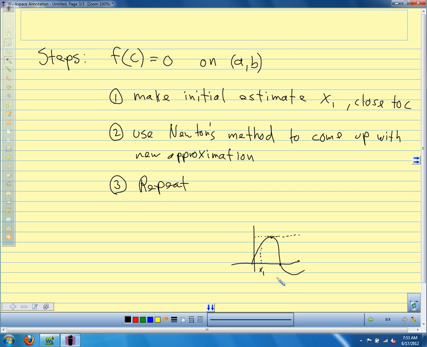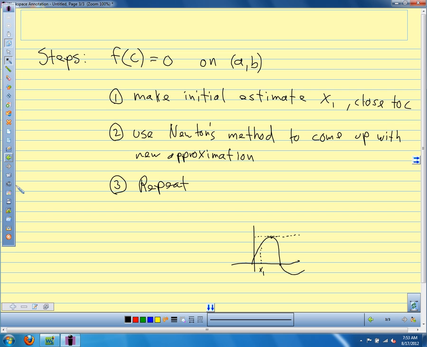Questions on that? All right. How much time do we have? Let's look at a quick example of using Newton's method, and then hopefully I can get to my demonstration. But we might run out of time.